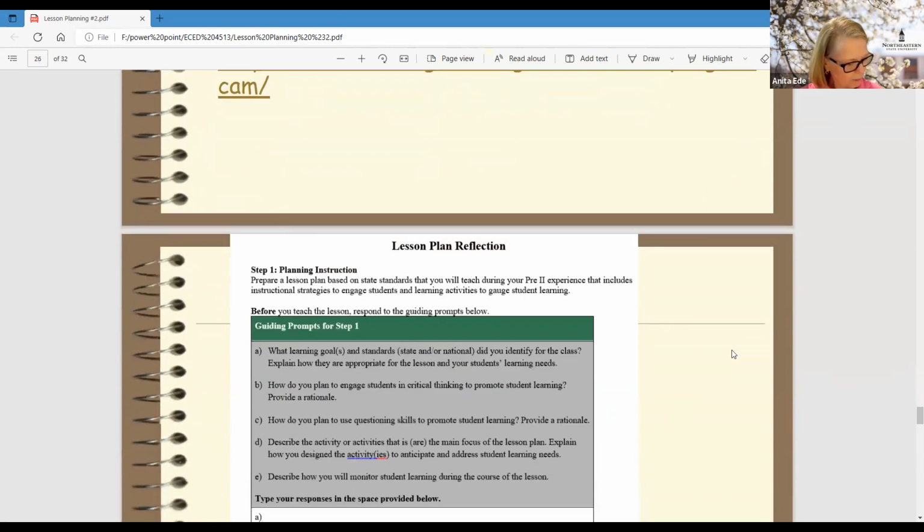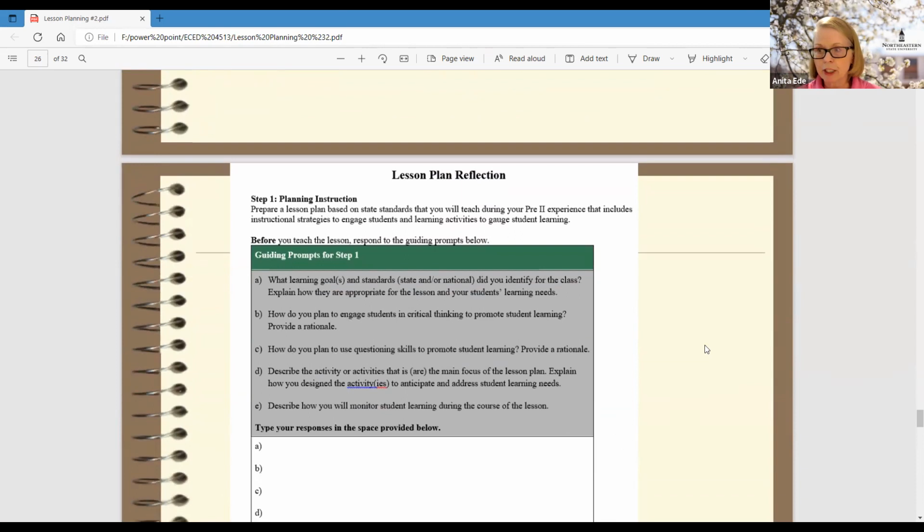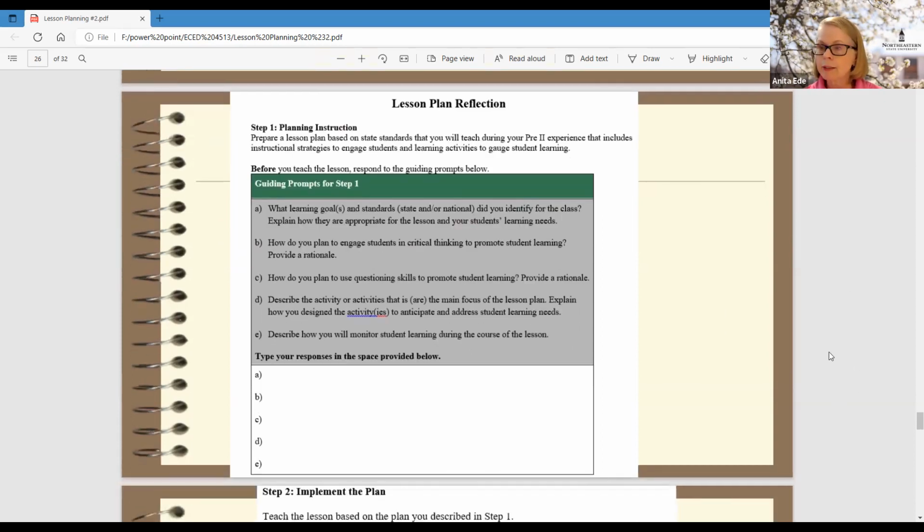So the next thing I'm going to talk about is the lesson plan reflection. You're going to download this right alongside your lesson plans 1, 2, and 3. Make sure you hook this onto the back end of the lesson plan, and you do this for each one, because both Dr. Legnon and I would like to see your lesson plan reflection for each one.